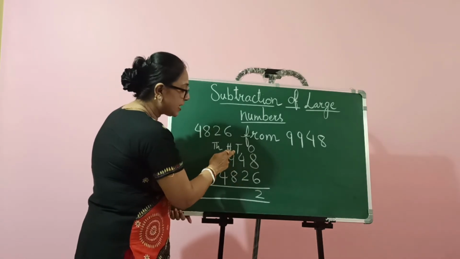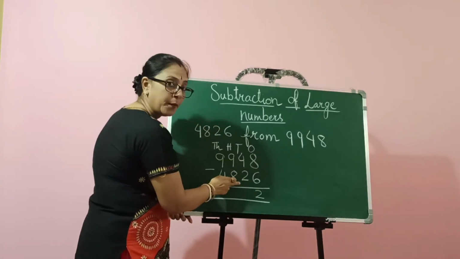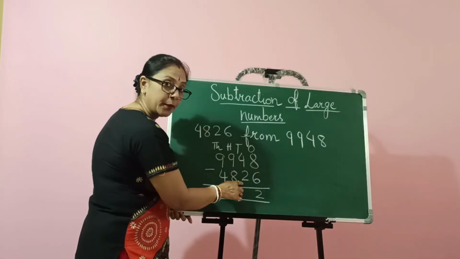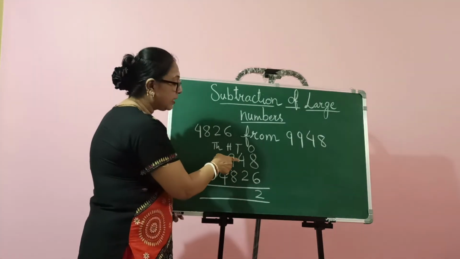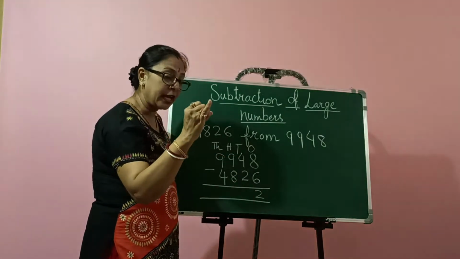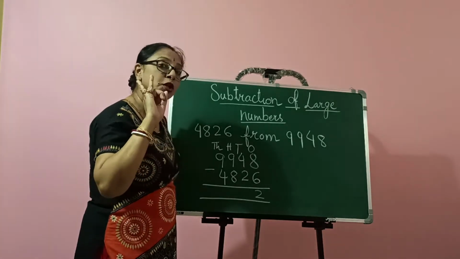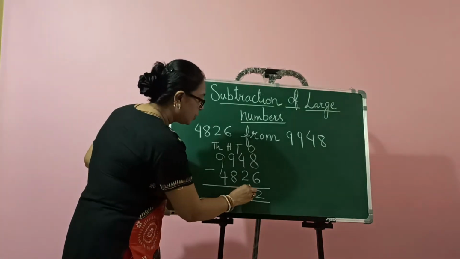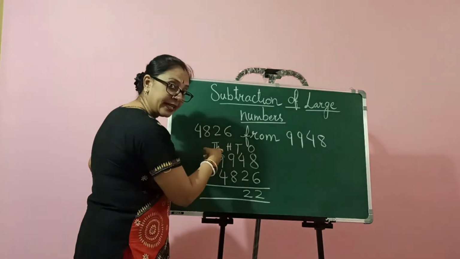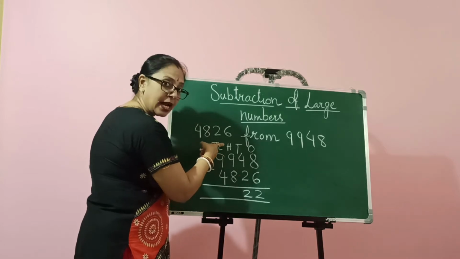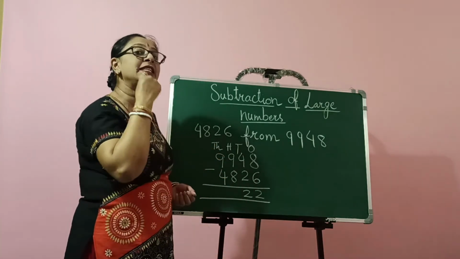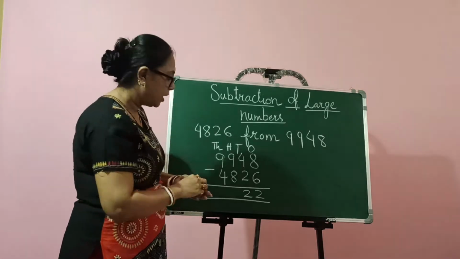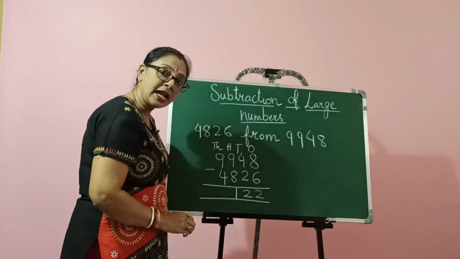Next, moving to the tens place, we have 4 minus 2. The smaller number is 2. After 2 comes 3. From 3 we will count till 4. 3, 4. Again we got 2. So we will write 2 here. Moving to the next place value, that is hundreds place. 9 minus 8. What comes after 8? 9. Just 1. We write 1 in the hundreds place.